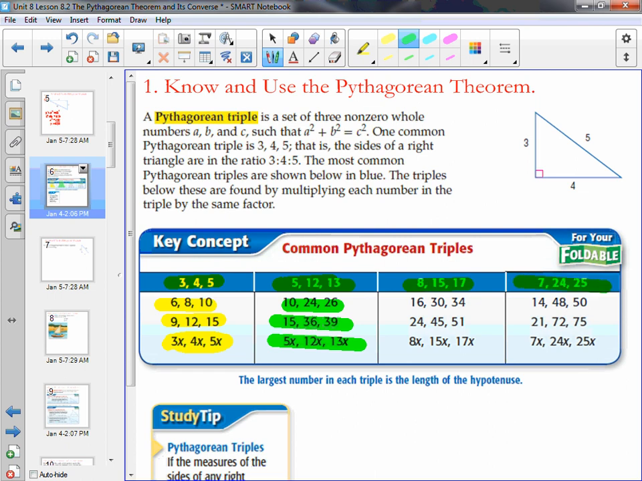The ones that you definitely need to know: you need to know 3, 4, 5. You need to know the multiple of it, the 6, 8, 10. You need to know 5, 12, 13. Other than that, we'll figure them out when we need to use the Pythagorean theorem. Okay? But those you ought to know.